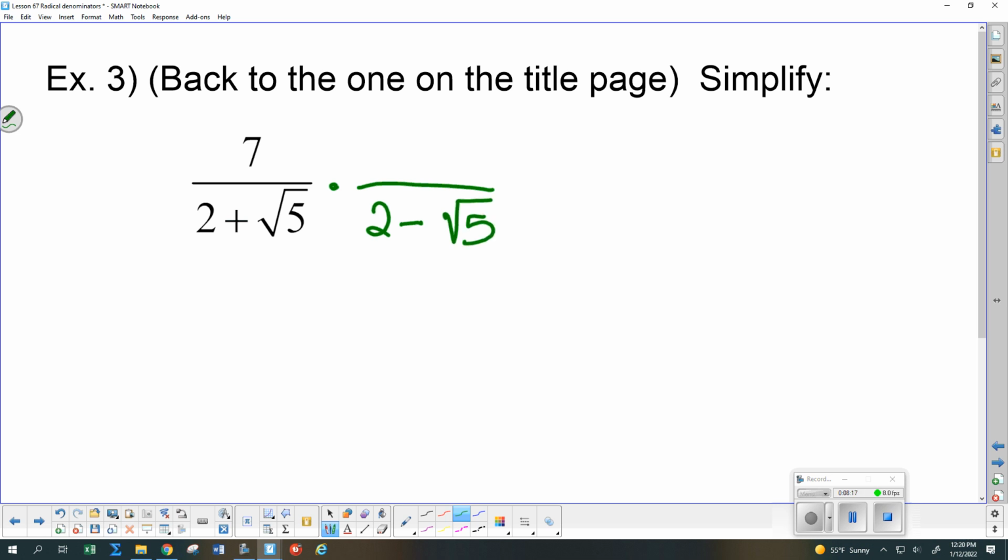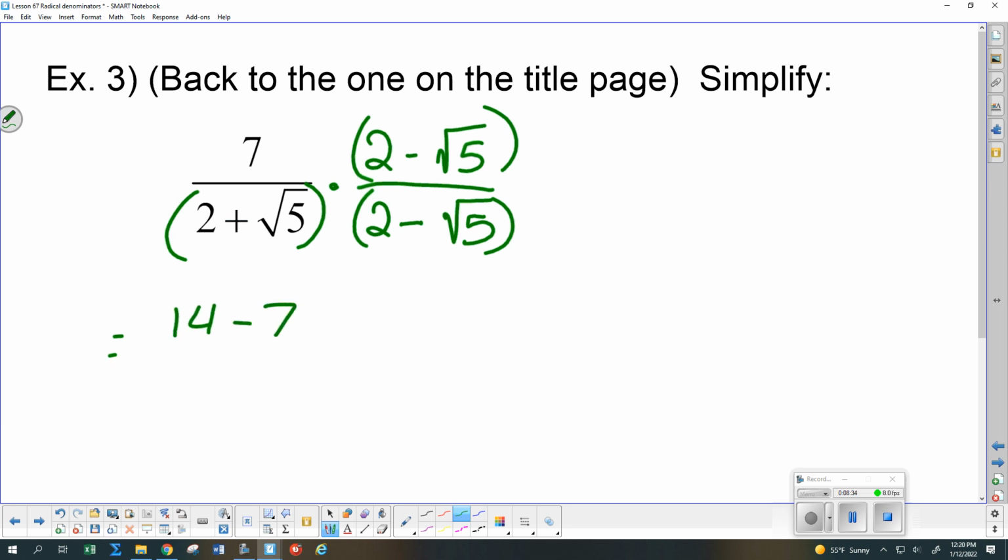That's the conjugate. So we need to multiply numerator and denominator. And whenever we're multiplying things with a plus or a minus, we need parentheses around them, so we make sure we multiply the complete thing. So now my numerator is going to be 14 minus 7 root 5. My denominator is going to be 2 times 2 is 4.